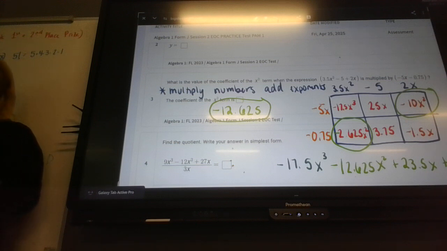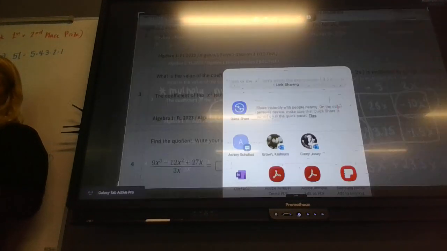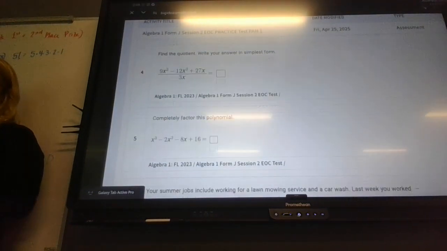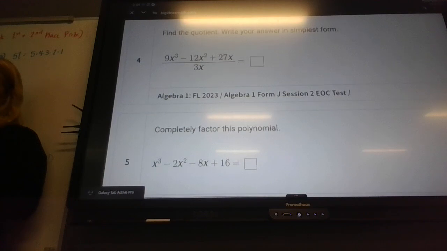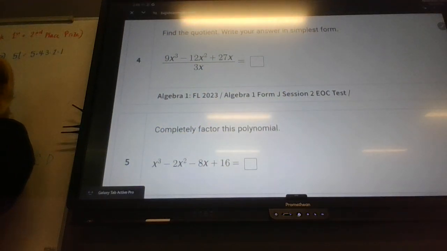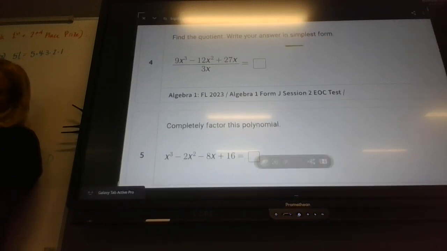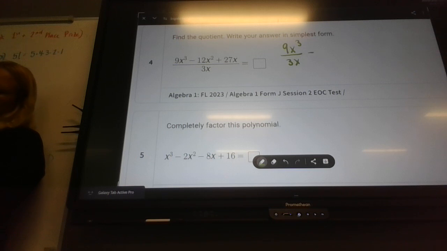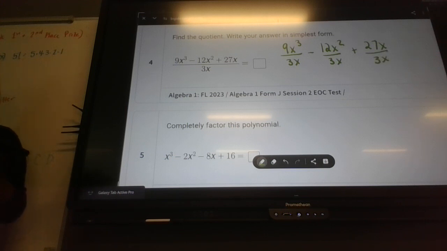All right, number 4. I'm hearing a lot of people got number 4 right. I saw you guys separating this on paper. 9x to the third over 3x minus 12x squared over 3x plus 27x over 3x. Write it out 3 times and simplify each fraction separately.